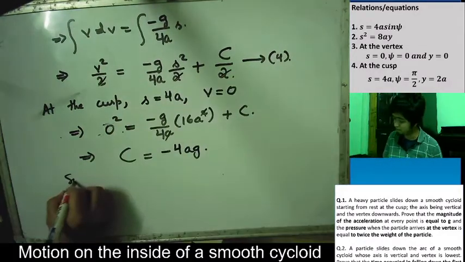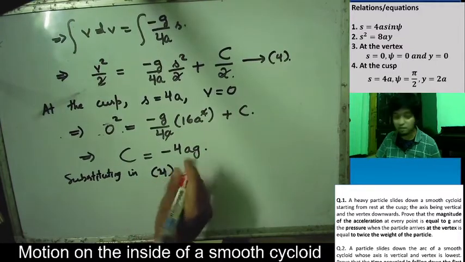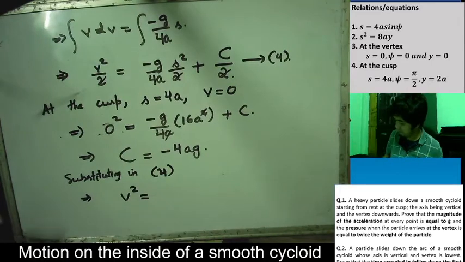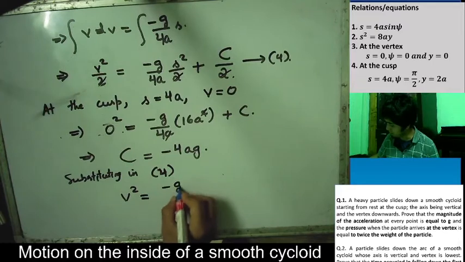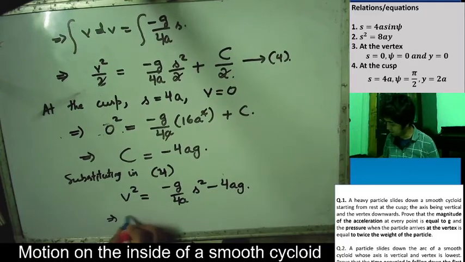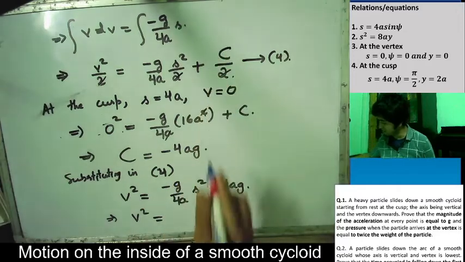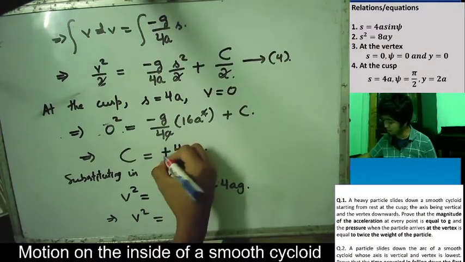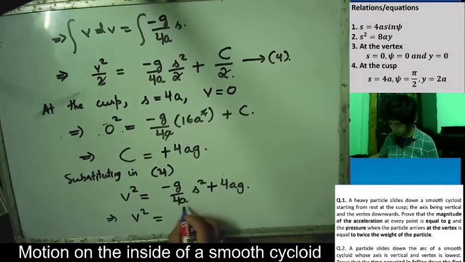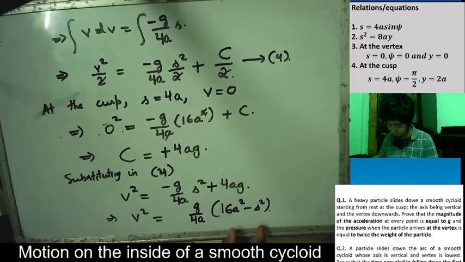Substituting in equation 4, we get v² = -(g/4a) s² + 4ag. I hope I did not make any mistake. C will be plus 4ag; I made a mistake there. So you can easily write this as v² = (g/4a)(16a² - s²). So this is what we have got. You can do the simplification from this step to this step; it is easy.